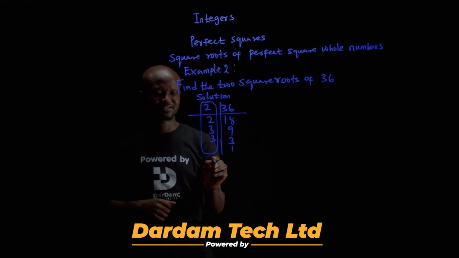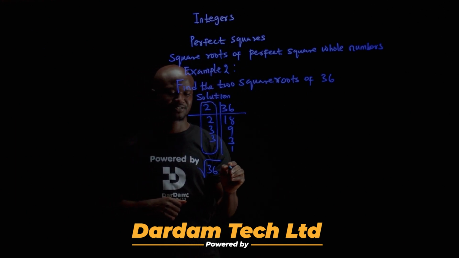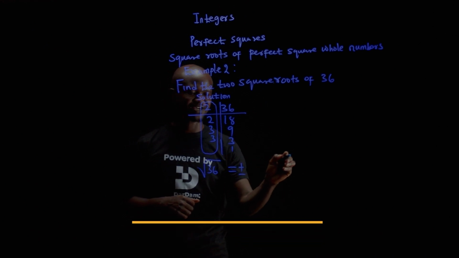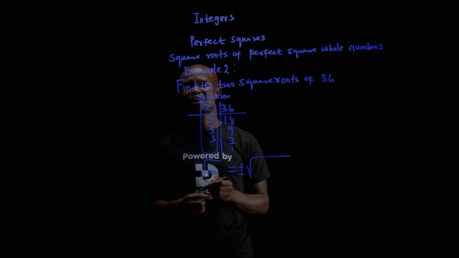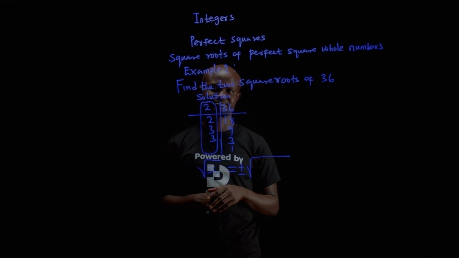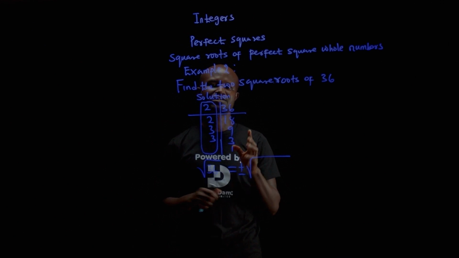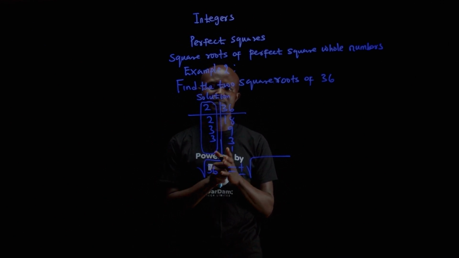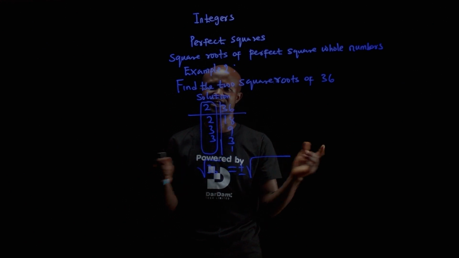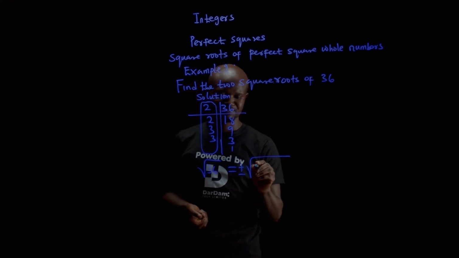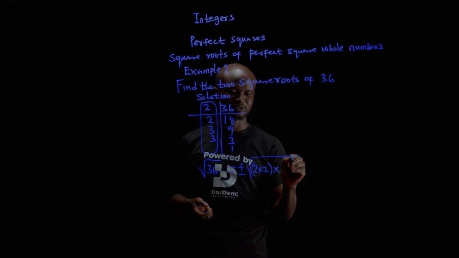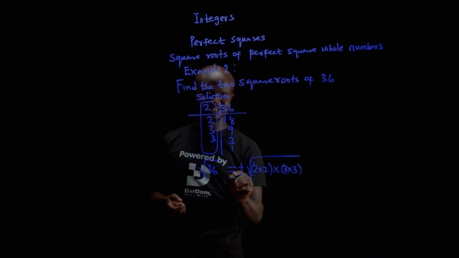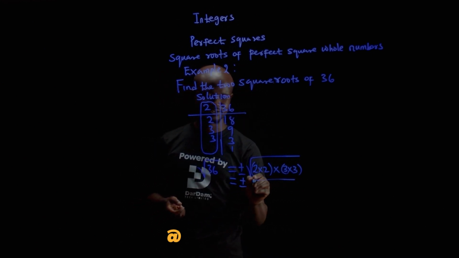So it means that what? The square root of 36 is going to be what? Plus or minus. That's the first thing to write. Then you are going to pair same numbers together. Pairing same numbers together using the principle of pairing. Take note of that. So I have 2 times 2 times what? What will I have? 3 times 3. So in this case, I will have plus or minus.